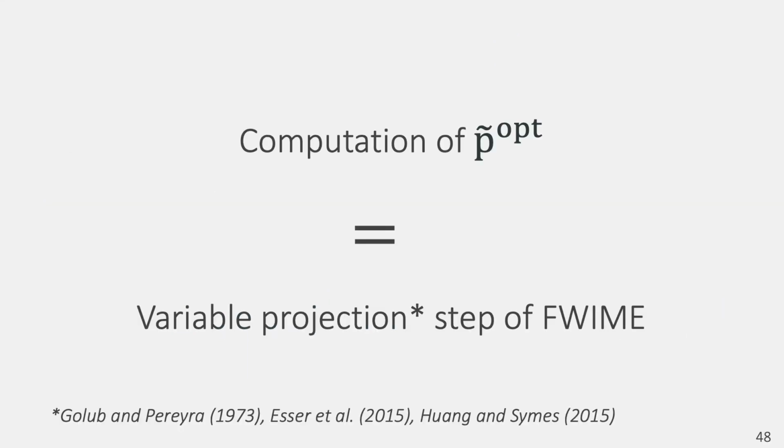The computation of p tilde opt is referred to as the variable projection step in FWIME. The variable projection method was first introduced by Golub and Pereyra in 1973, and since then, many authors have proposed to use this technique to minimize nonlinear optimization problems in seismic imaging. In FWIME, we decided to use this method by following the footsteps of Huang and Symes 2015.